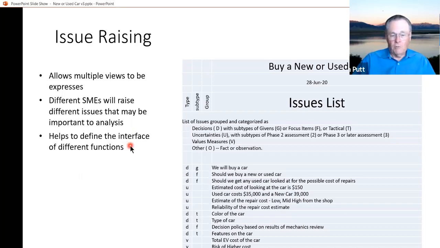Also, by having them all together, you're going to help define the interface between the different functions. You wouldn't want some particular aspect of the project to be left out because one function thought the other function was going to be doing it. So have everyone together as you put together this issue list, and then define each of those issues as decisions. This is a given decision or a focus decision, and here are some uncertainties and here are some value measures.